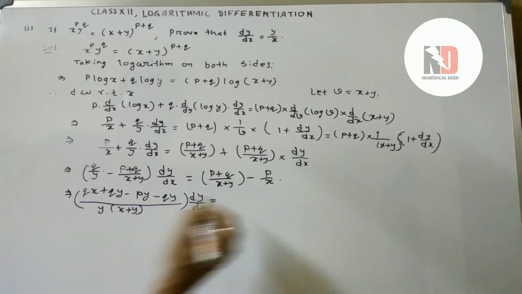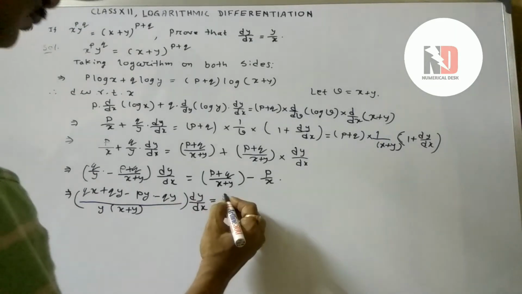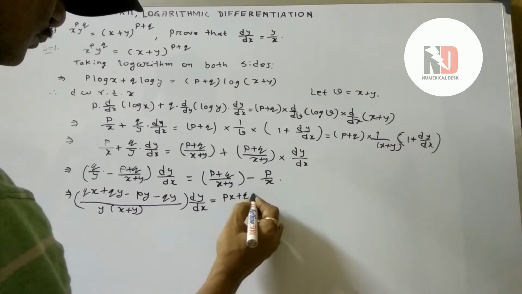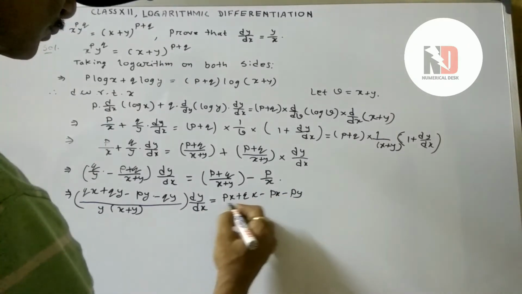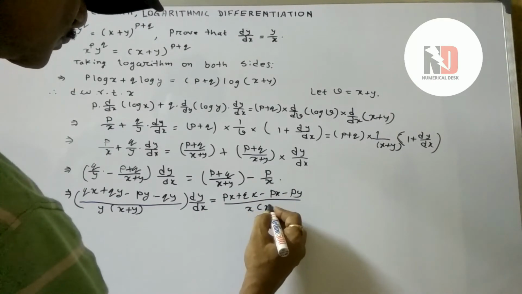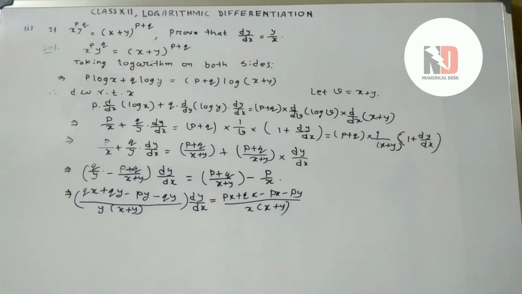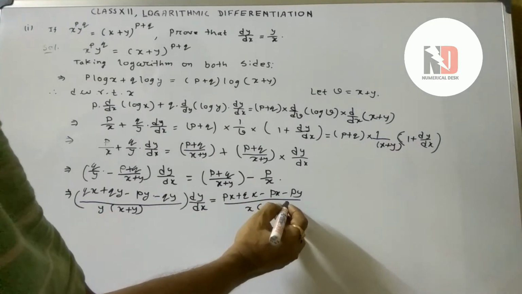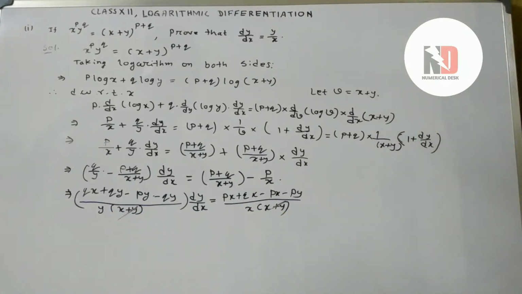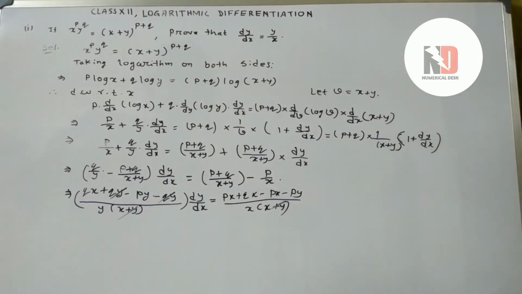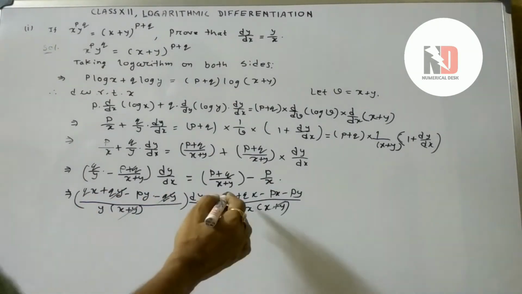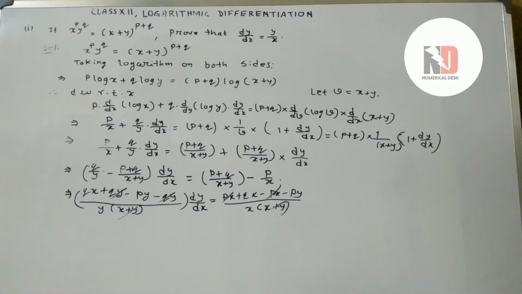Now dy by dx is outside, so you simplify the inside of the bracket. Similarly, this is minus px minus py, LCM x into x plus y. So on both sides x plus y will cancel. So x plus y have gone, and the numerator also, and on the right hand side also two terms have been cancelled.